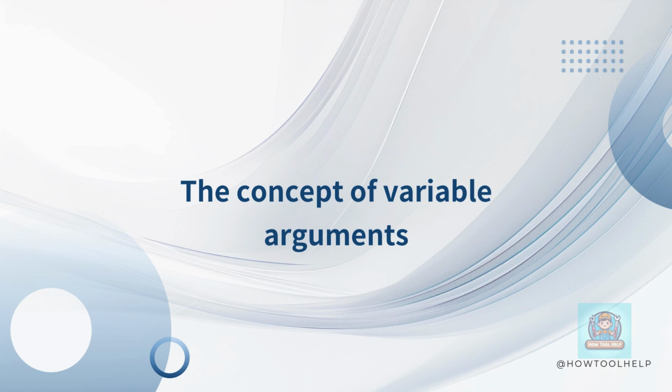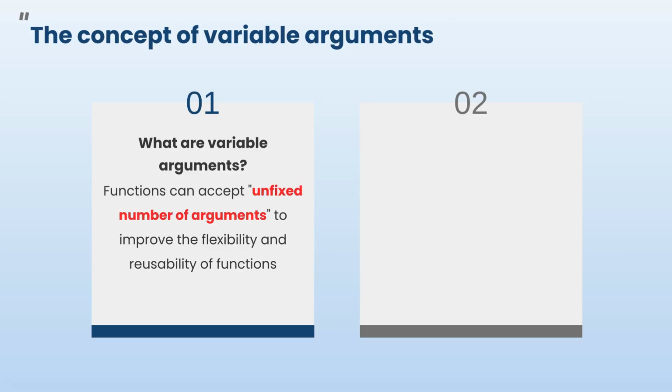1. The concept of variable arguments. First, let's understand what variable arguments are. In Python, the number of arguments a function accepts is usually fixed. For example, a function defined as def func(a, b, c) can only accept 3 arguments. However, in some cases, we may need to handle a variable number of arguments, such as calculating the sum of an arbitrary number of values, handling uncertain user inputs, dynamically combining database query conditions.